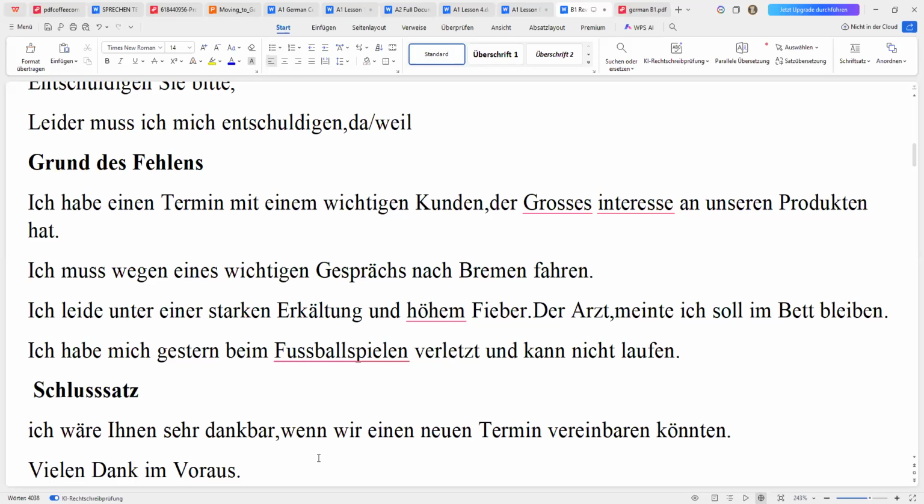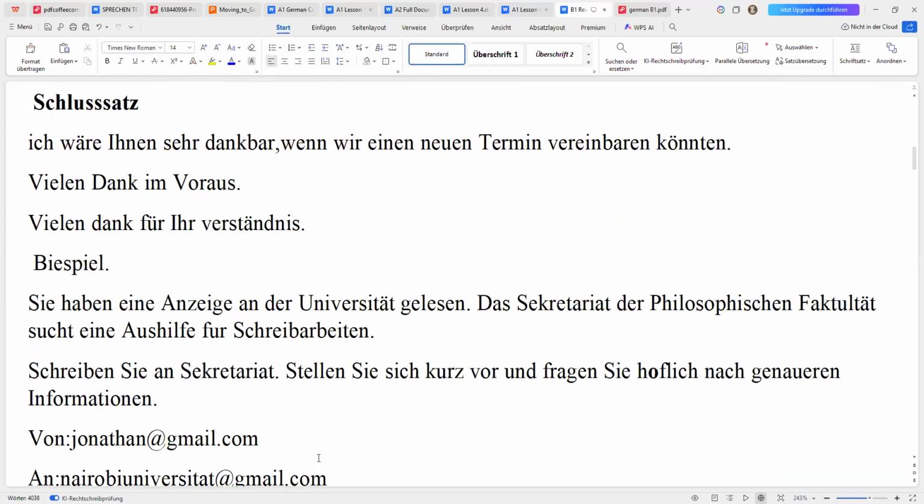Then after writing that, we always have the Schlusssatz. So in both emails, they have Anrede, the Hauptteil, and Schlusssatz. And the Schlusssatz or the Schluss is where you have maybe, ich wäre Ihnen sehr dankbar, wenn wir einen Termin vereinbaren könnten. That is in case you wanted to organize einen Termin. Or vielen Dank im Voraus.